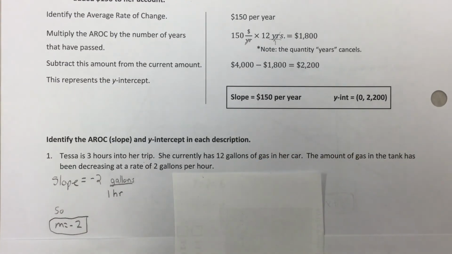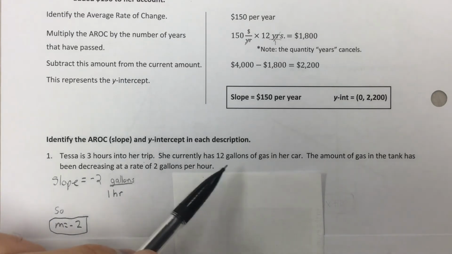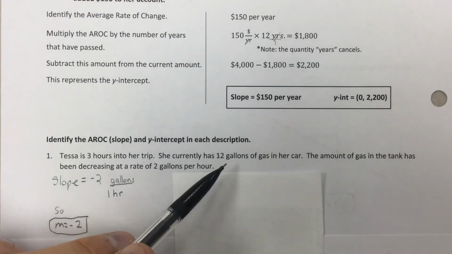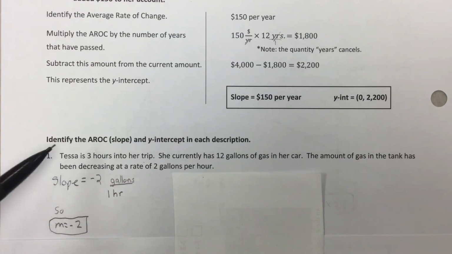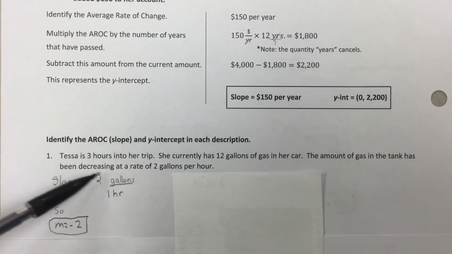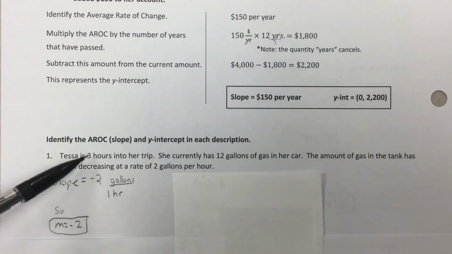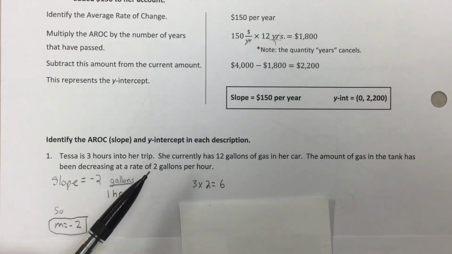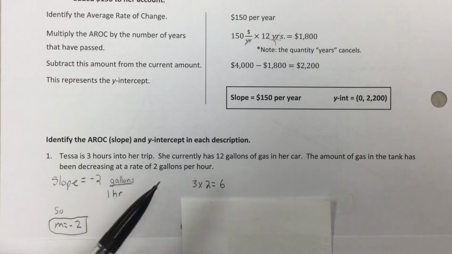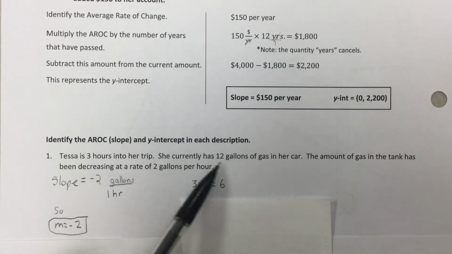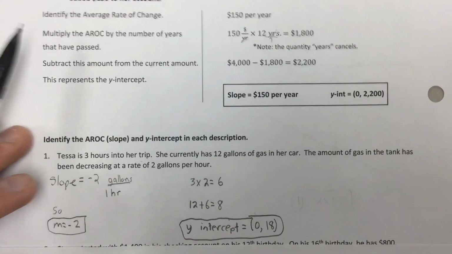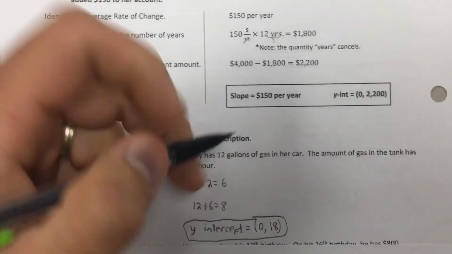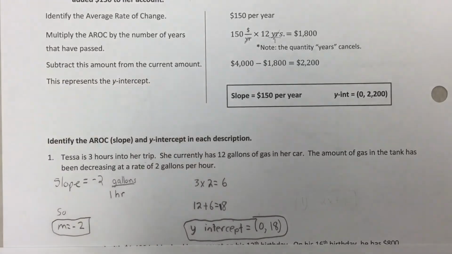In regards to the y-intercept, or how much we started with, she currently has 12 gallons in her car, and she is 3 hours into it. So we have to figure out how much she's used already. So she's using 2 gallons every hour times the 3 hours. That's 6. So she's already used 6 gallons. She has 12 currently. So we just add the 12 and 6 together to get 18. So our y-intercept is 0, 18. Oh, that should be 18. 0, 18.